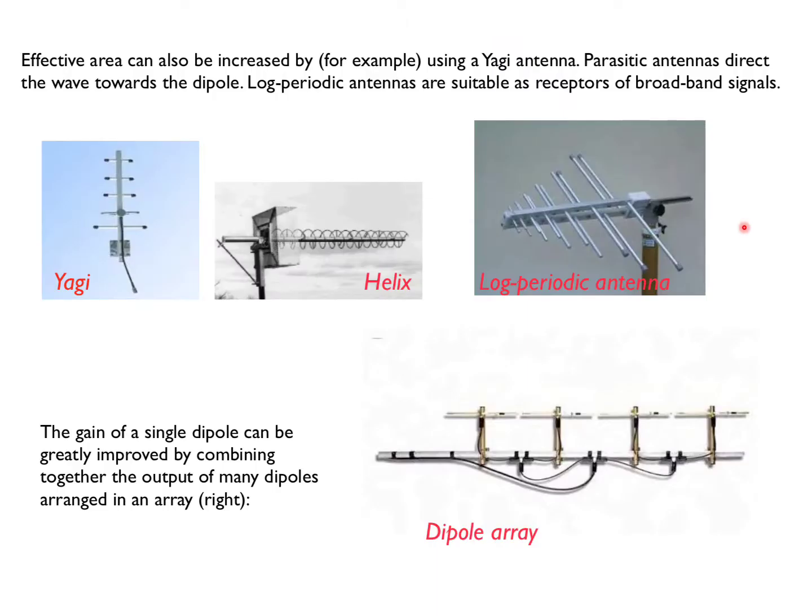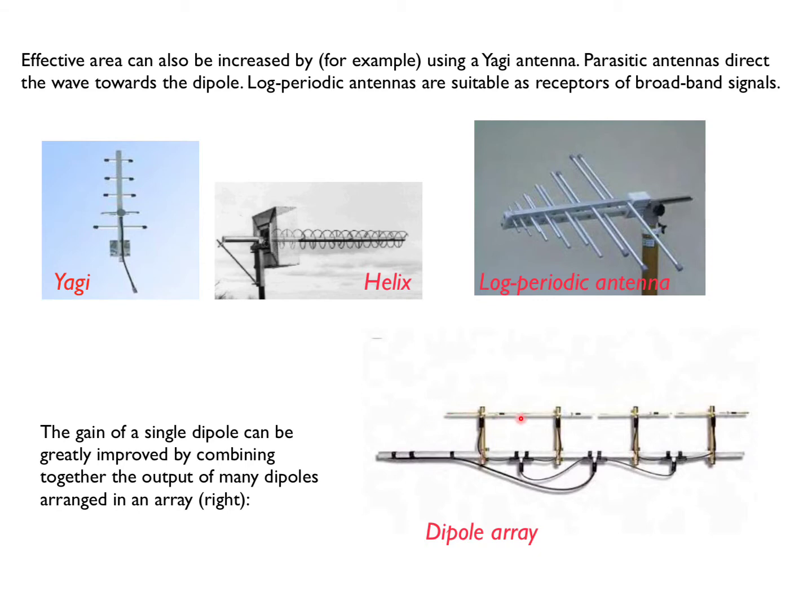One thing we can do to increase the effective area of our dipole is to use something like a Yagi antenna, which you see over here. These are commonly used on houses to receive television signals. You have parasitic antenna elements which direct the wave towards the dipole. Another common type of dipole antenna is the log periodic, which we will talk about later. Now, using a Yagi can give you more effective area to your dipole, but what if you want more signal, more gain? In that case, you can have an array of dipoles.